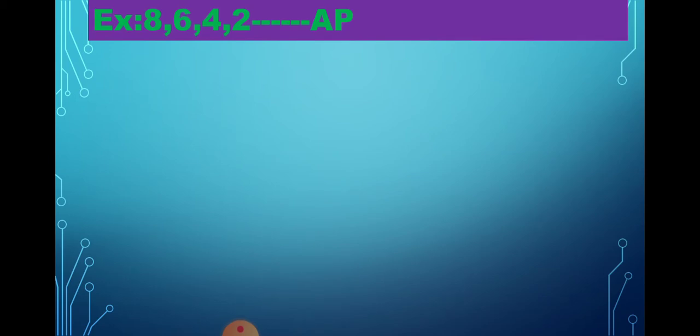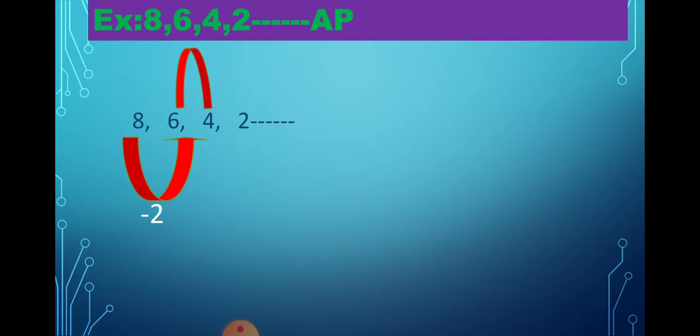Let us focus on another example here. In this arithmetic progression, the first term is 8, the second term is 6. If we add minus 2 to the preceding term 8, we will get the successive term 6. In the same way, if we add minus 2 to 6, we will get the successive term 4. And the same process goes on. Here minus 2 is considered as the common difference.